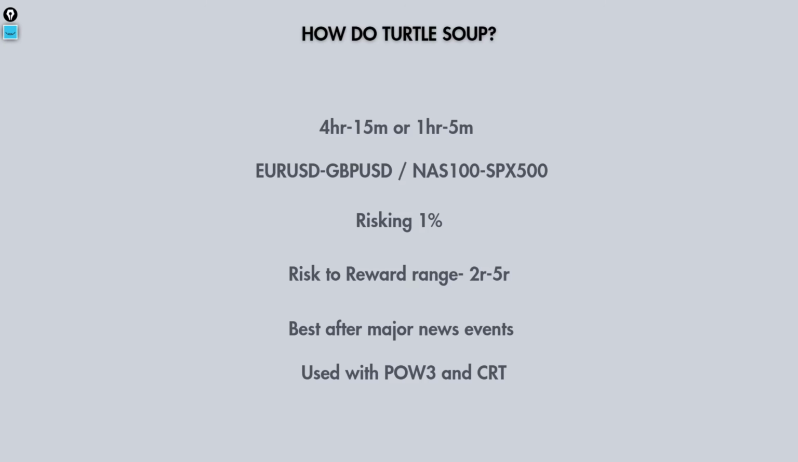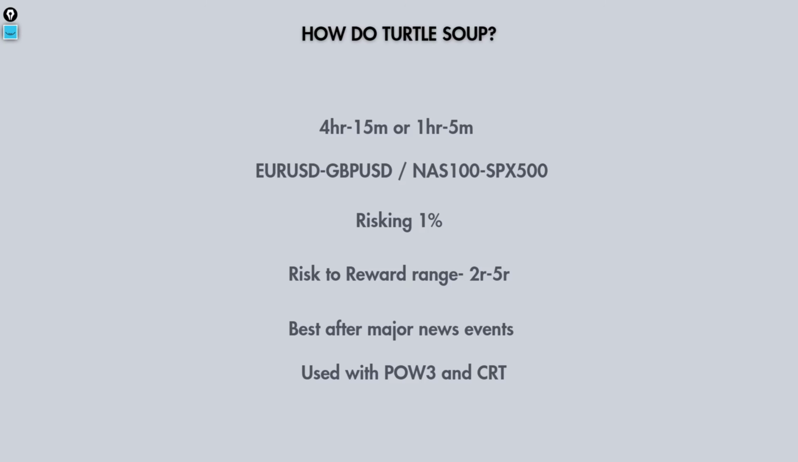Now, risking 1% would be the baseline, with risk-reward ratios ranging from 2R to 5R, depending on which model you're trading off of. If you're trading off of the continuation, 2R to 3R is very good. And if you're trading off of the reversal model, then 4 to 5R would be very good also.